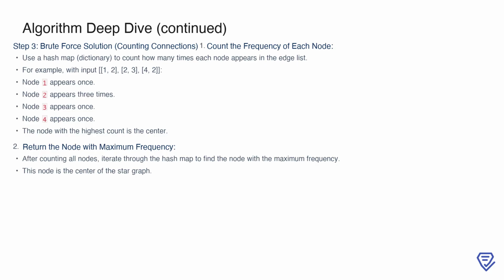This approach works because the center node in a star graph is always the one connected to all other nodes, meaning it will have the highest frequency in the edge list. After calculating the frequencies, we return the node with the maximum count as the center.